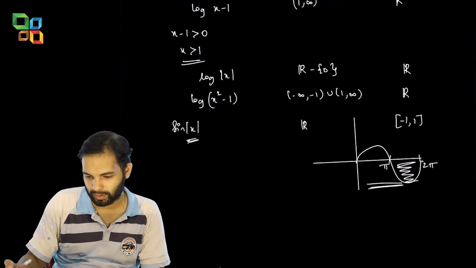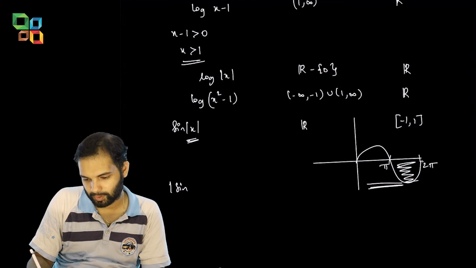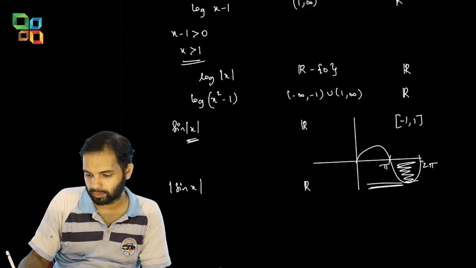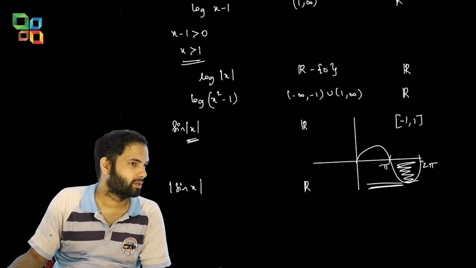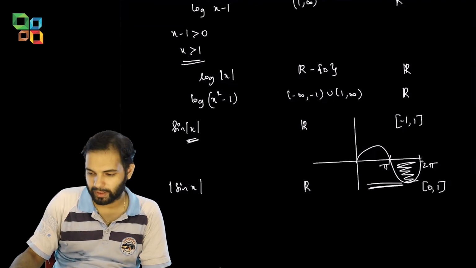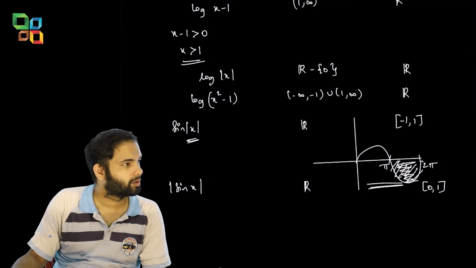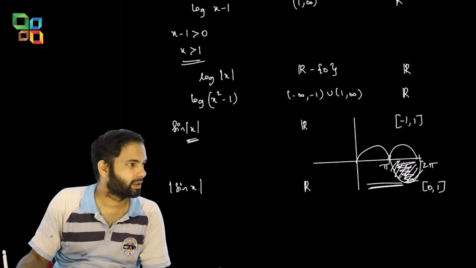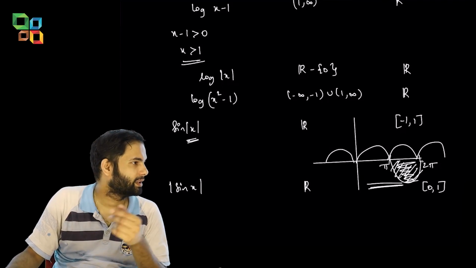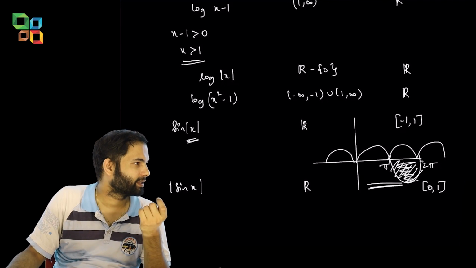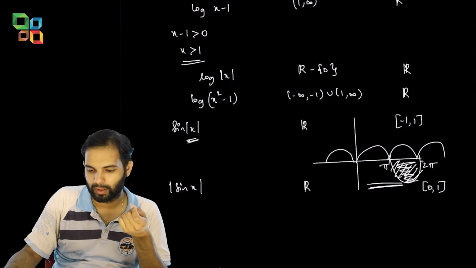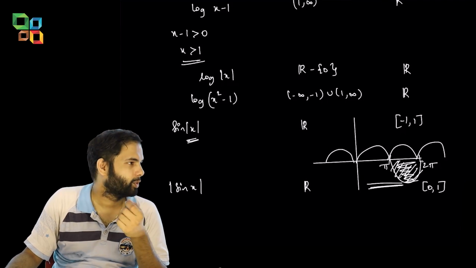Okay. Fine. What about mod of sin x? All reals. Range? 0 to 1. Now it's 0 to 1. Now you can see that this part won't be there. It will be above itself. So your graph will look something like this. Because the negative value, even if I get say -half, it will be converted into half. That's the property of mod x.